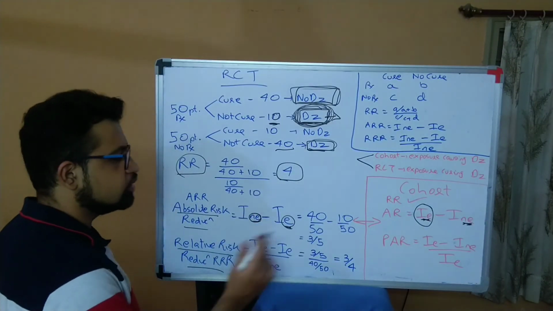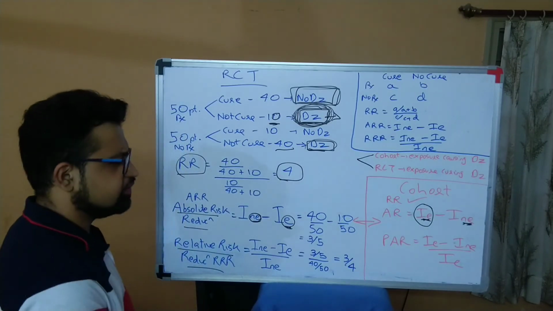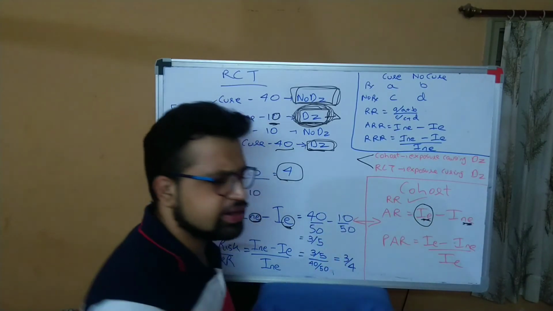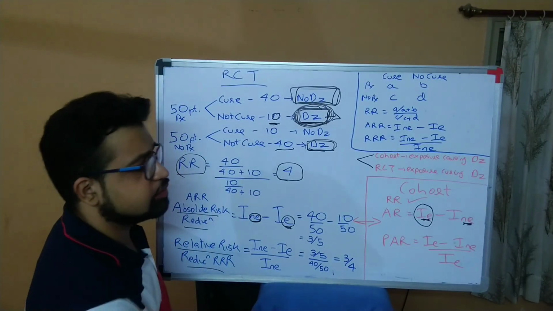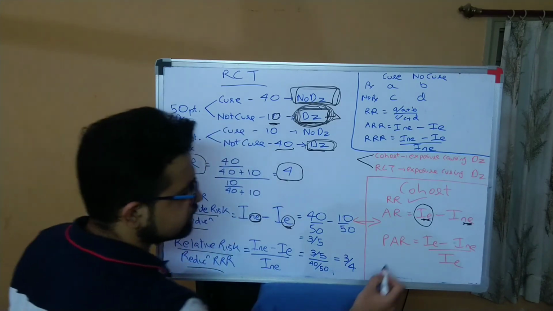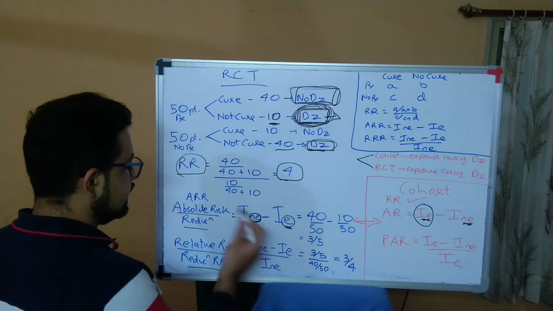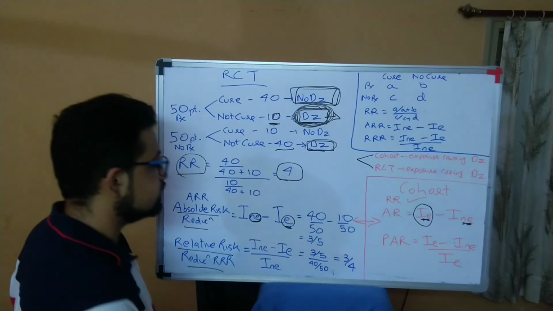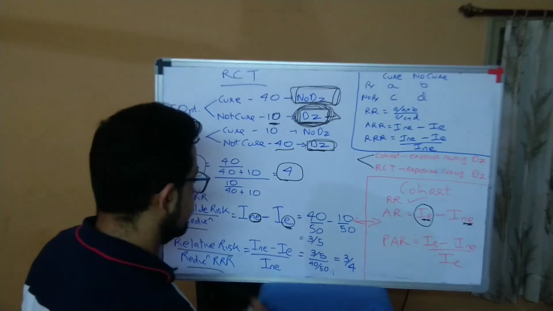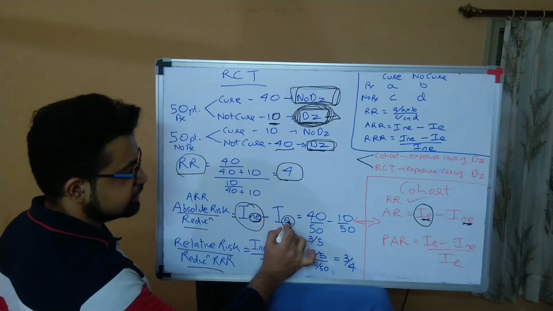In short, if you want to remember, in this area you will subtract from the value which is more. You can logically think. You will subtract from the value which is more. In cohort, incidence would be more in exposed because exposure is causing disease, so you'll keep it over here and also on the denominator. Over here in RCT, incidence would be more in non-exposed because that is the group which is not getting exposed to the cure. So over here the bigger value would be this: incidence in non-exposed minus incidence in exposed.